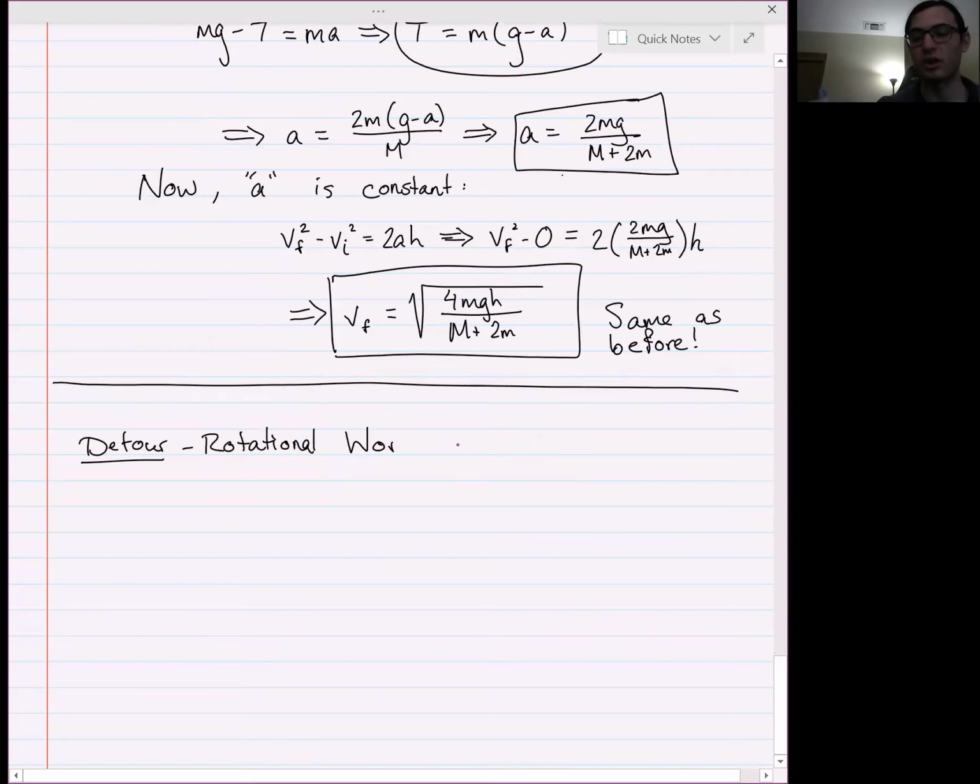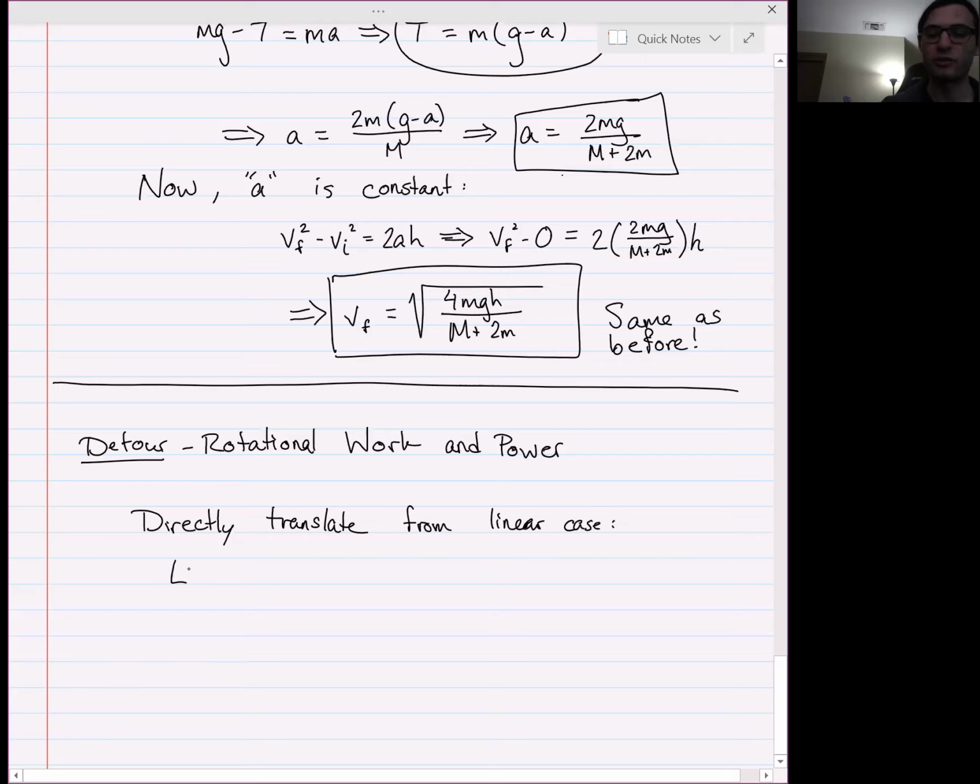I promised that these are things, so I'm going to show you how they work. And it's really nothing conceptually new. We're going to just directly translate from the linear case.